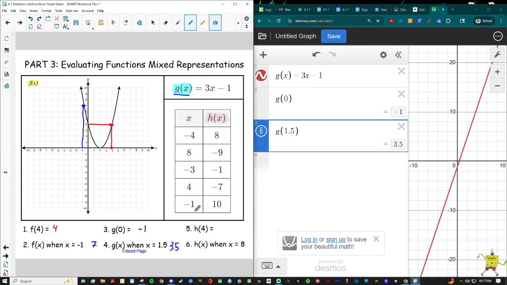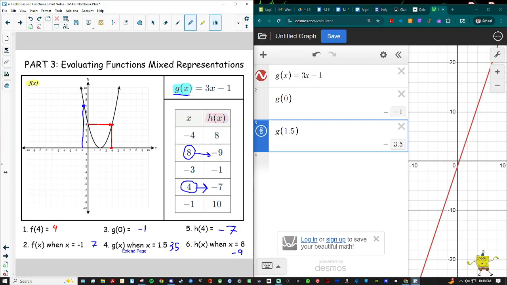Okay, now we have a table, h of 4. When x is 4, this is my function h. When x is 4, y is negative 7. h of x when x is 8, the function is equal to negative 9.